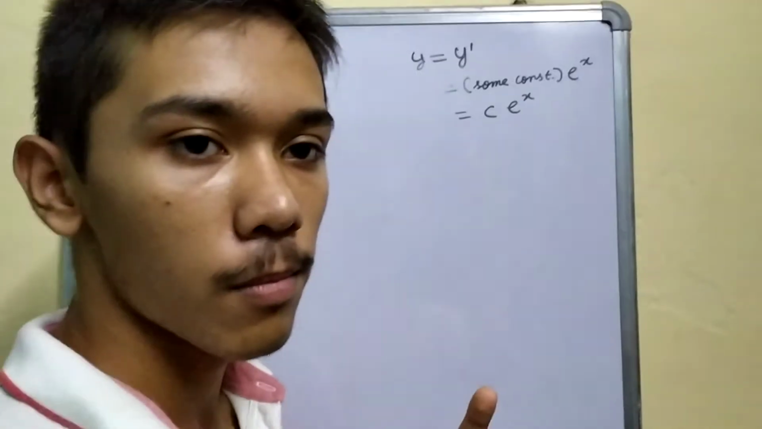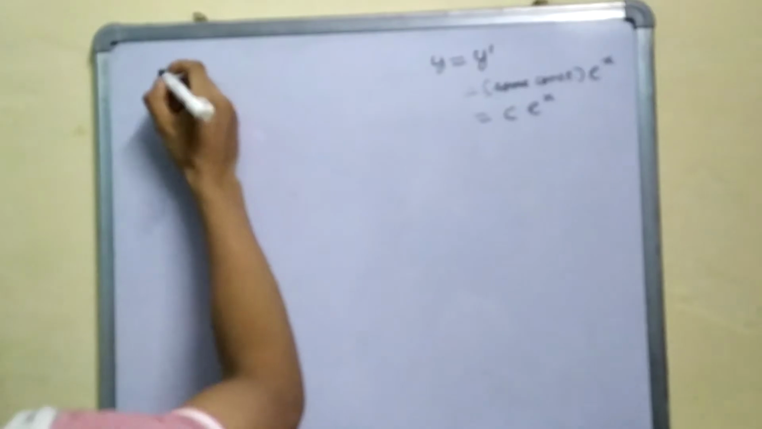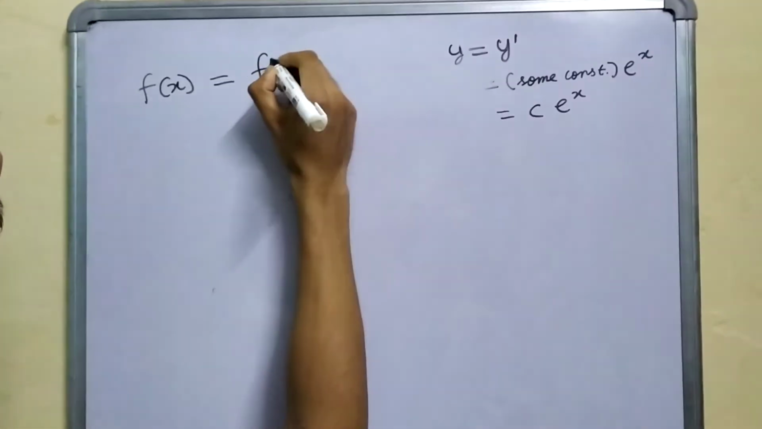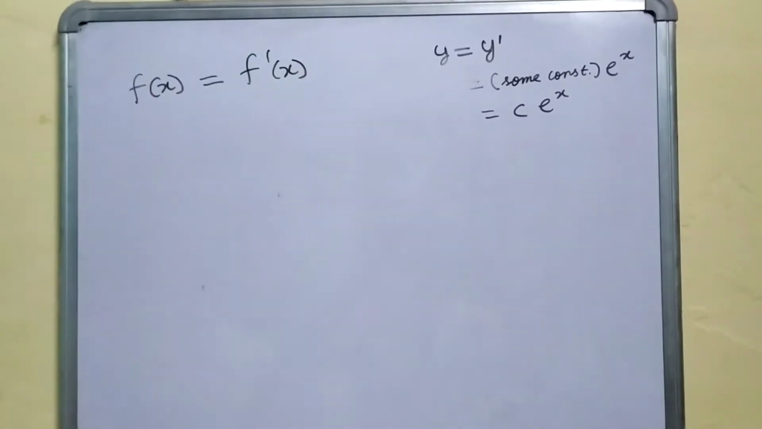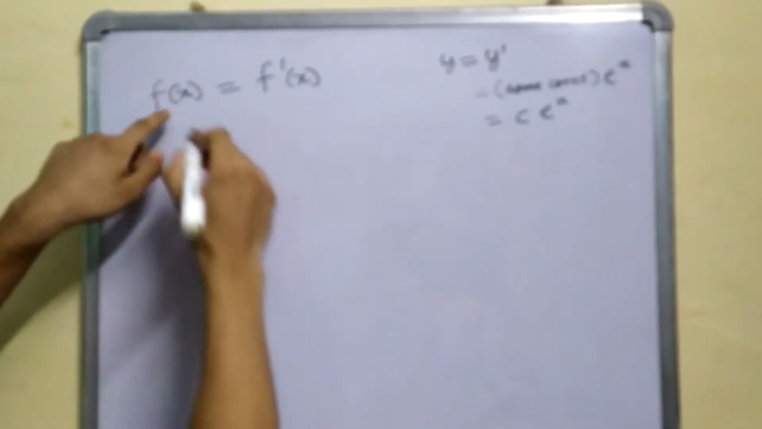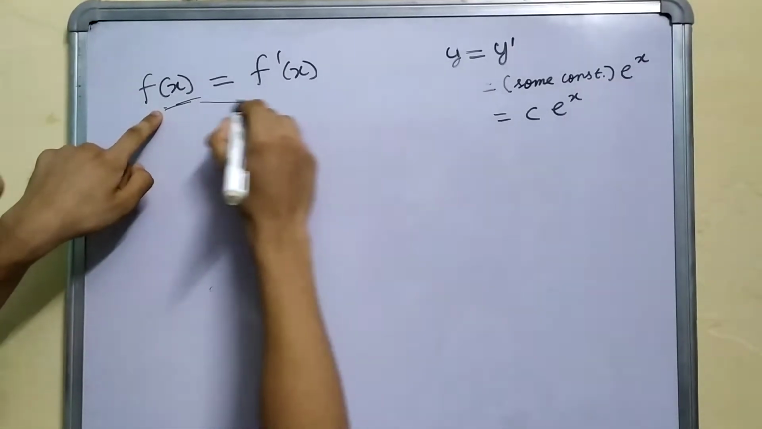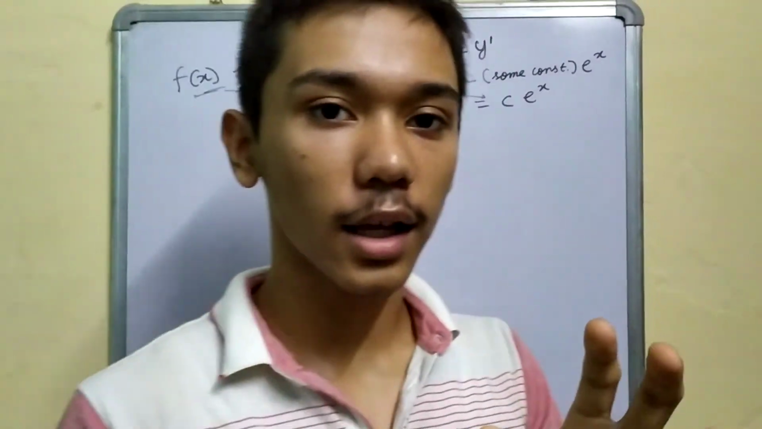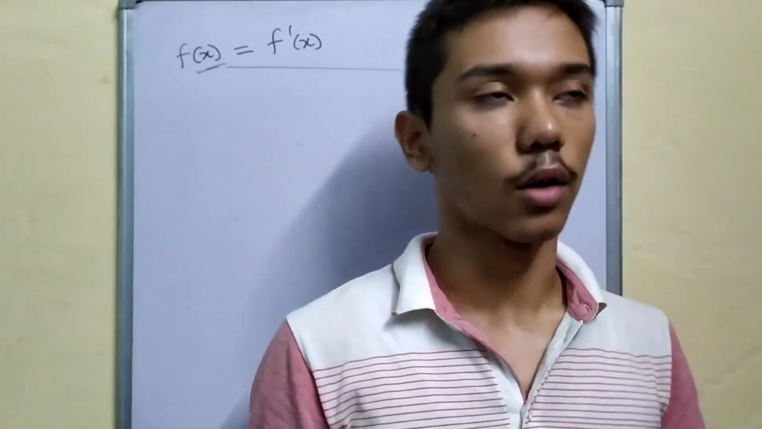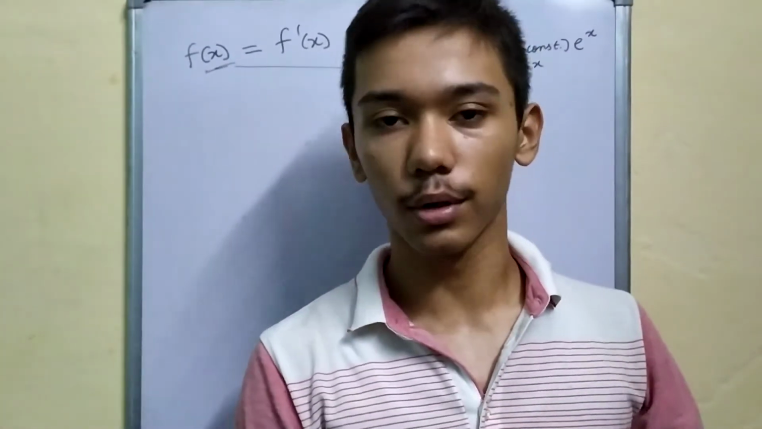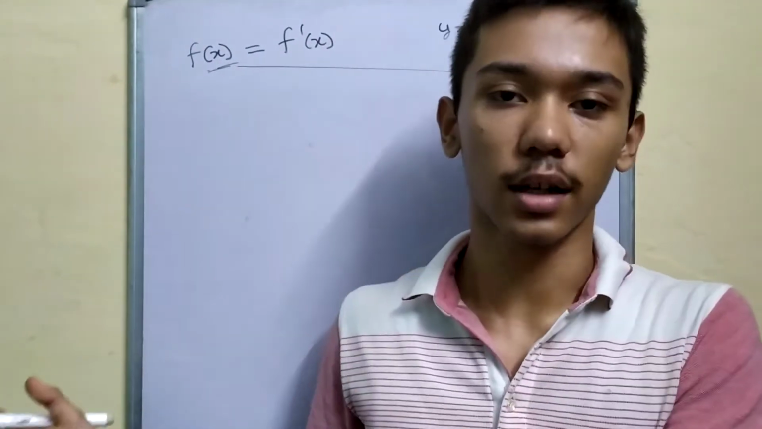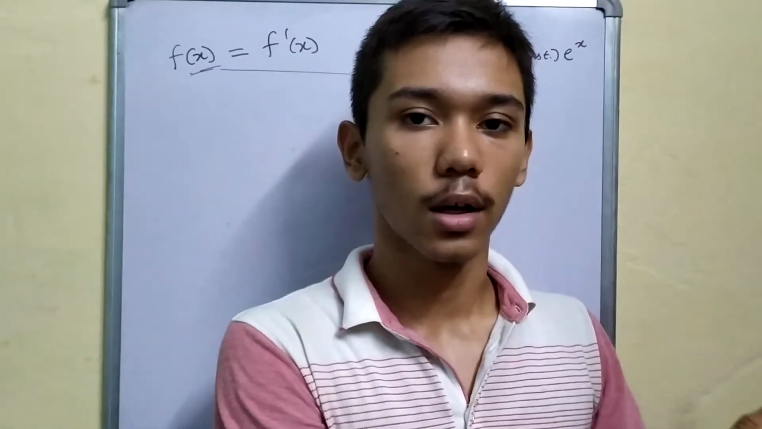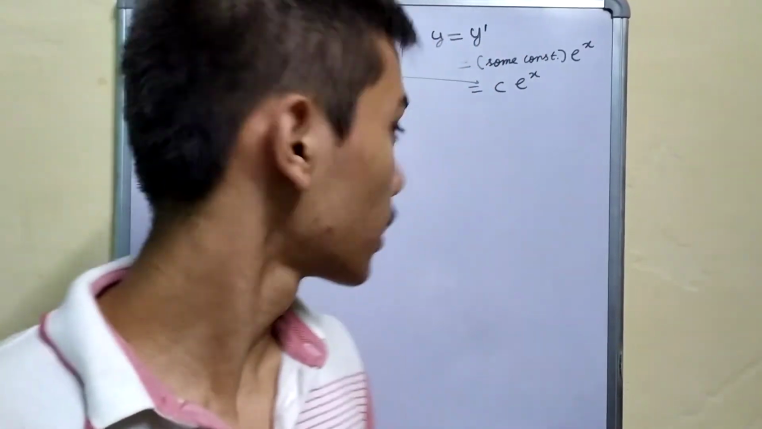Now let us assume a function f of x, any function which is equal to its derivative f prime of x, and we'll show that f of x has to be of this form. Alright, now we start by using a trick. Now, as all non-intuitive tricks work, we'll just do the trick and continue with the process, and then you will realize why it was such an important trick.